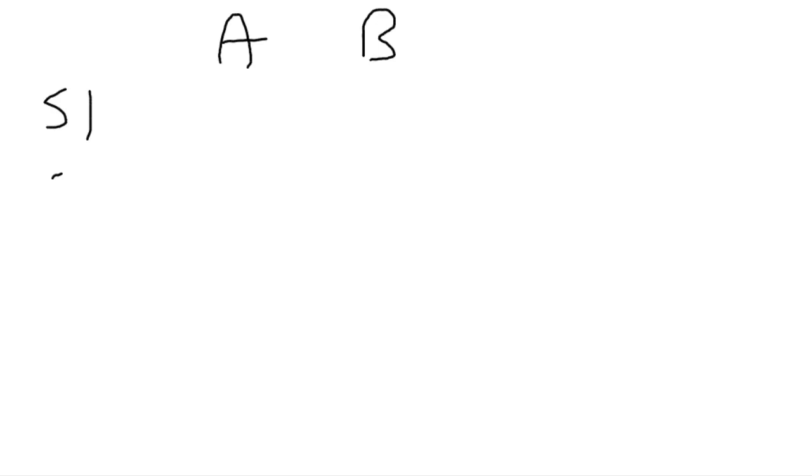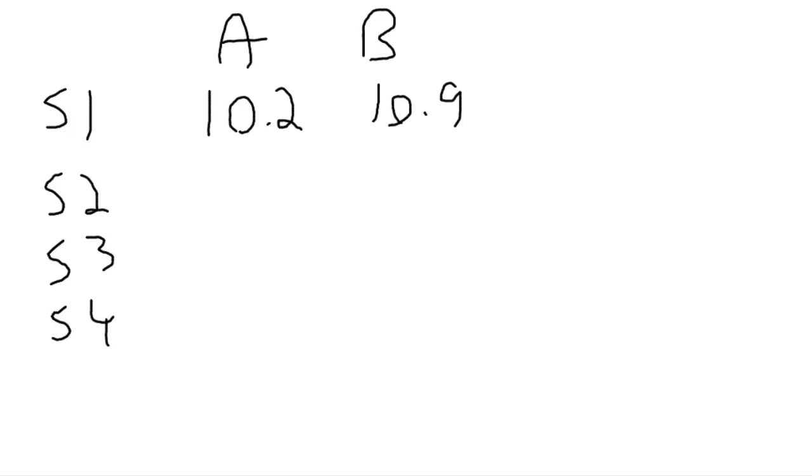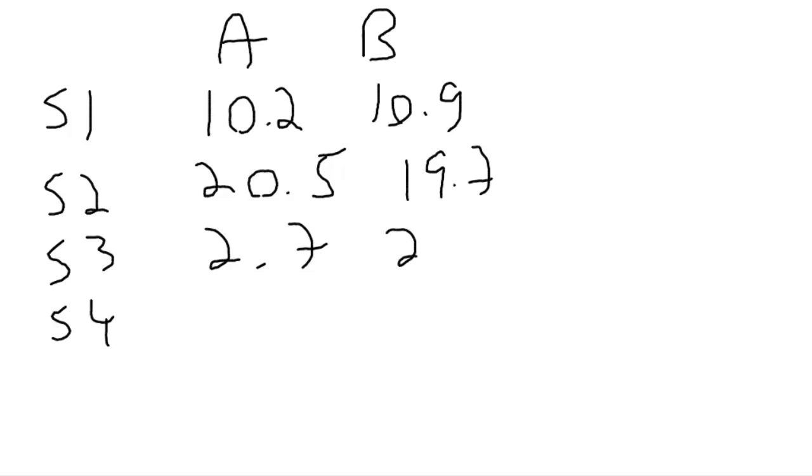So we're going to use 4 different samples, sample 1, 2, 3, and 4. And the values we have: sample 1 is 10.2 and 10.9, 2 is 20.5 and 19.7, 3 is 2.7 and 2.6, and sample 4 is 35.5 and 35.4. You can see these are not replicates of the same sample, they're very different from each other. So we can't use our regular t-test for comparing two sample means.